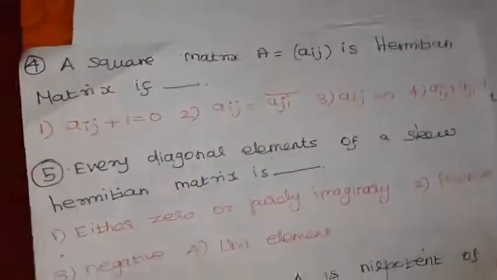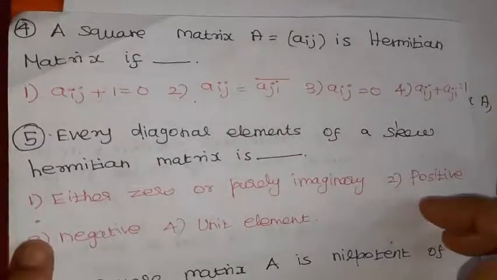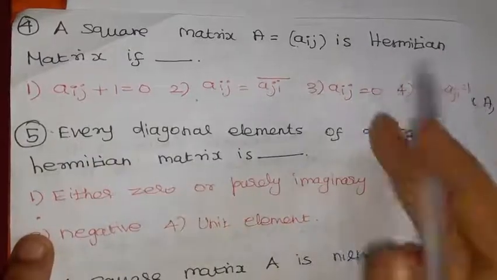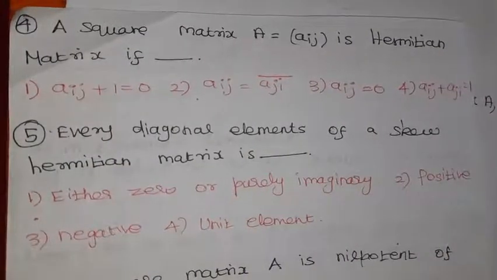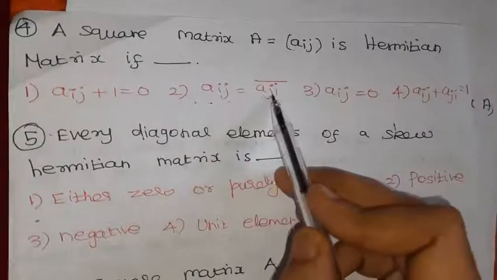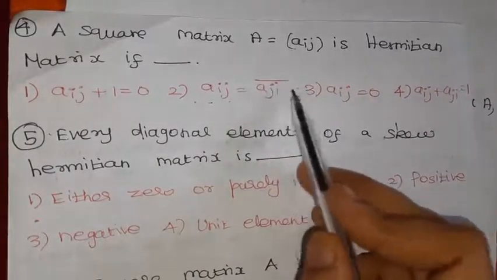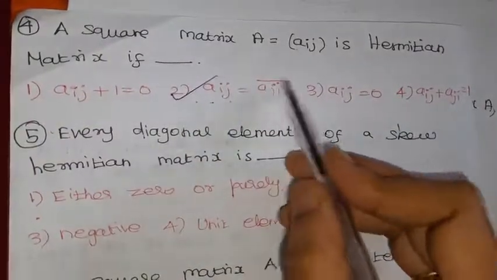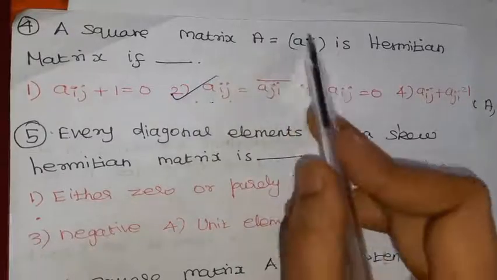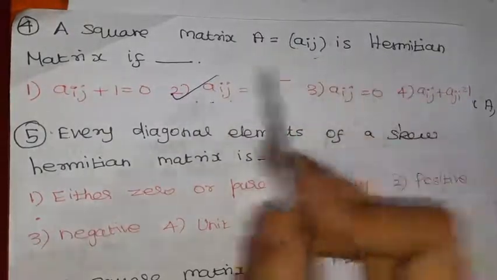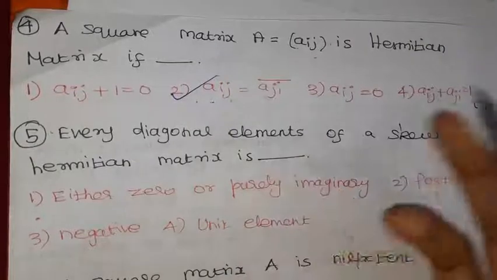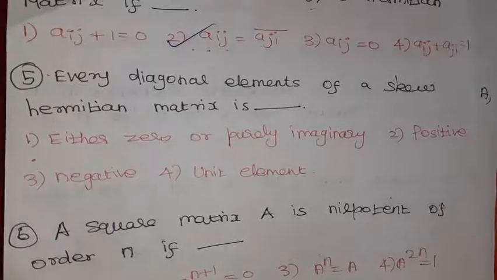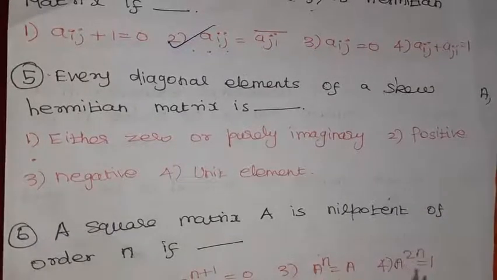Then question number 4: a square matrix A equal to [aij] is a Hermitian matrix if aij equals the complex conjugate of aji. This is also one of the properties of a matrix. So aij equals aji whole bar. What is the Hermitian matrix? It is aji the whole bar. The bar represents the complex conjugate of the given element.